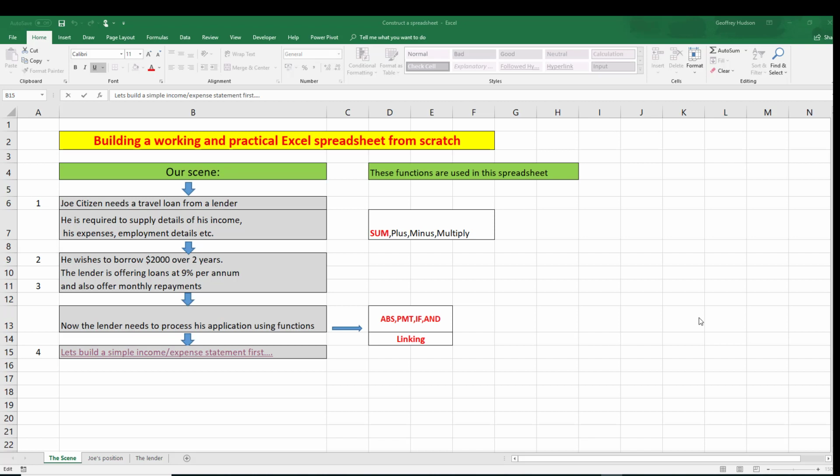This video will show us a working and practical example of a spreadsheet, both from a borrower's point of view and from the lender's point of view. Now, the scene is this. Our old friend Joe Citizen wants a travel loan from a lender. He's decided it's time for a holiday. He's required to supply details of his income, his expenses, employment details and the like. He wants to borrow that amount over 2 years, that's the interest rate, and he wants monthly repayments. Then we'll see how the lender processes his application using the functions that we see on the right here. So let's look at Joe.